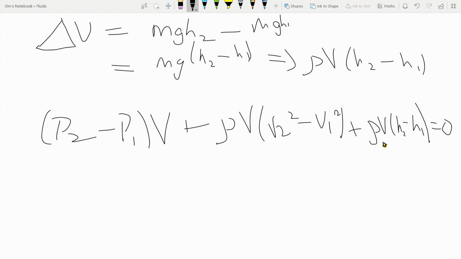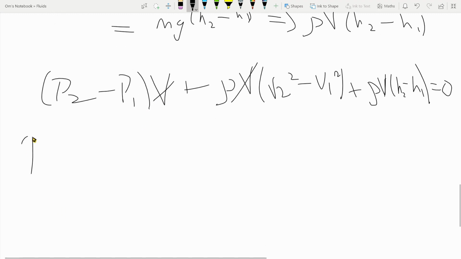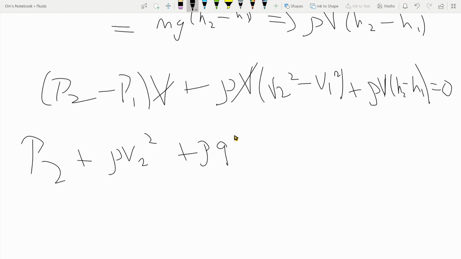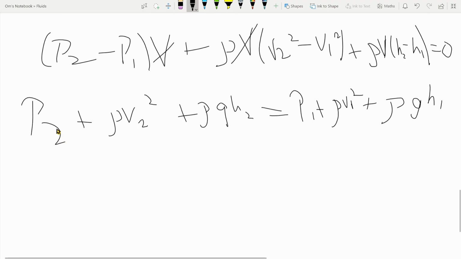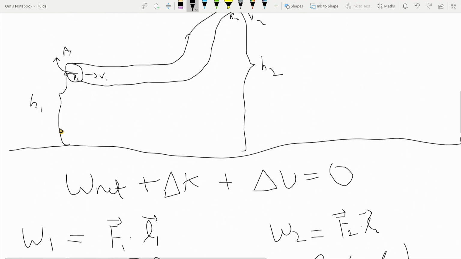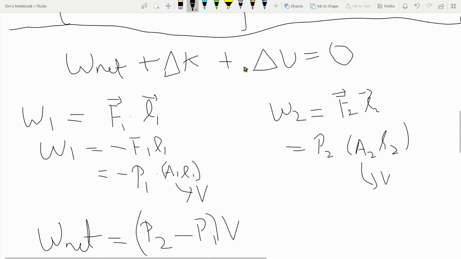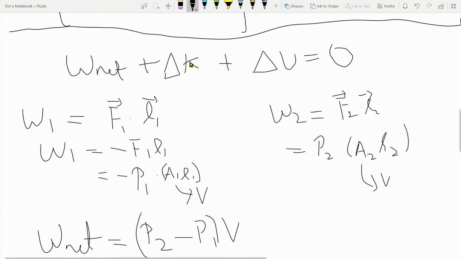Alright, so I'm going to cut this, I'm going to cut this, and I'm going to cut this. So what you end up writing is P2 plus half rho v2 square plus rho g h2 is equal to P1 plus half rho v1 square plus rho g h1. And if you'll see, these terms are merely placeholders. Like we're just talking about one specific point over here and one specific point over here. In general, we can choose any point along this tube and derive the same thing.